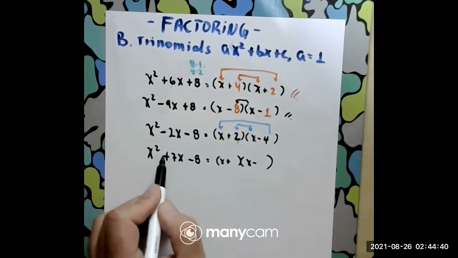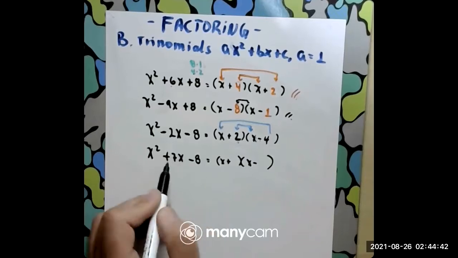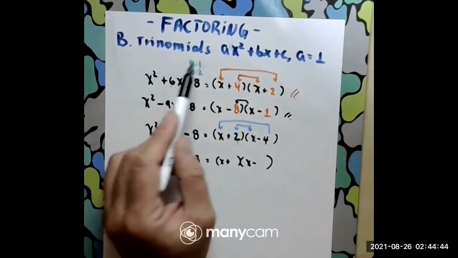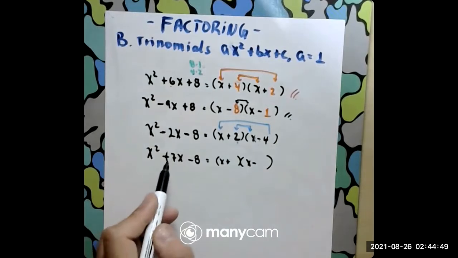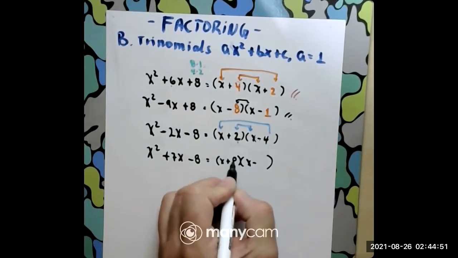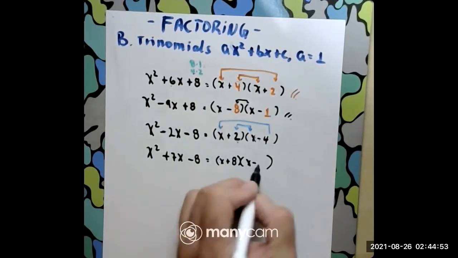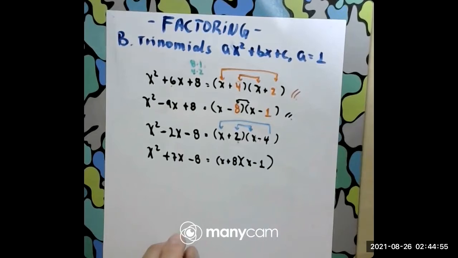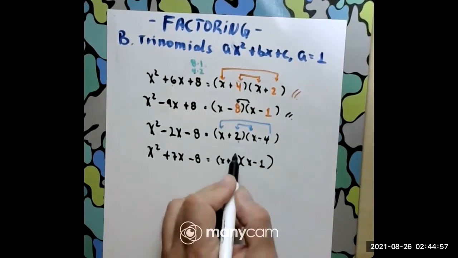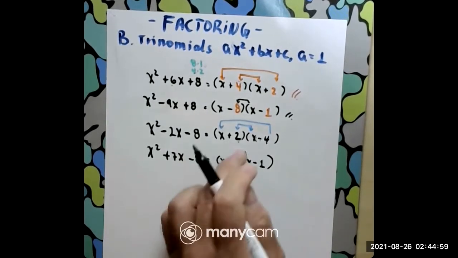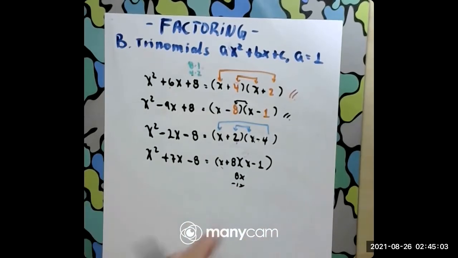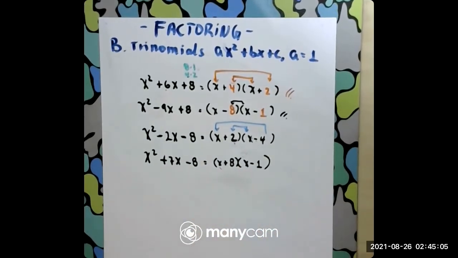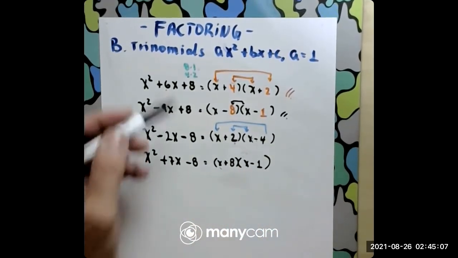Here, since I'm going for plus, factors of 8 that will give me 7. So the candidates will be 8 and 1. But since I want my 7 to be positive, we want the 8 to be the positive and the 1 to be the negative. So now we verify: 8 times x, 8x, negative 1 times x, negative 1x, 8 minus 1, voila, 7. So hopefully you're getting this.